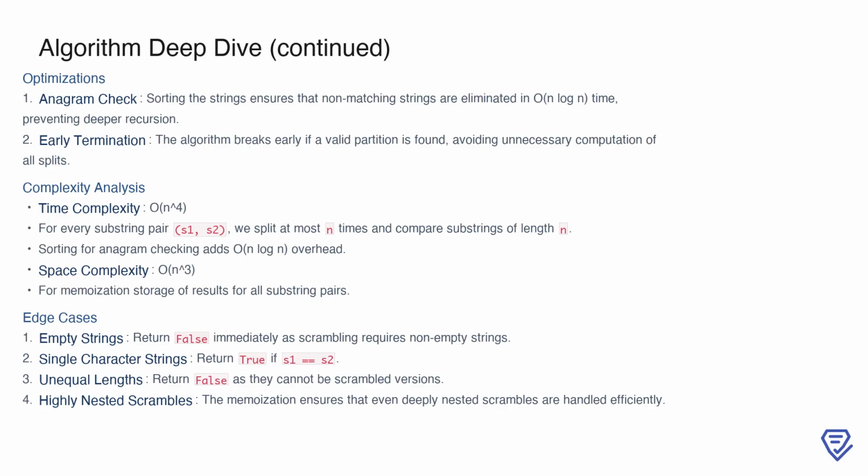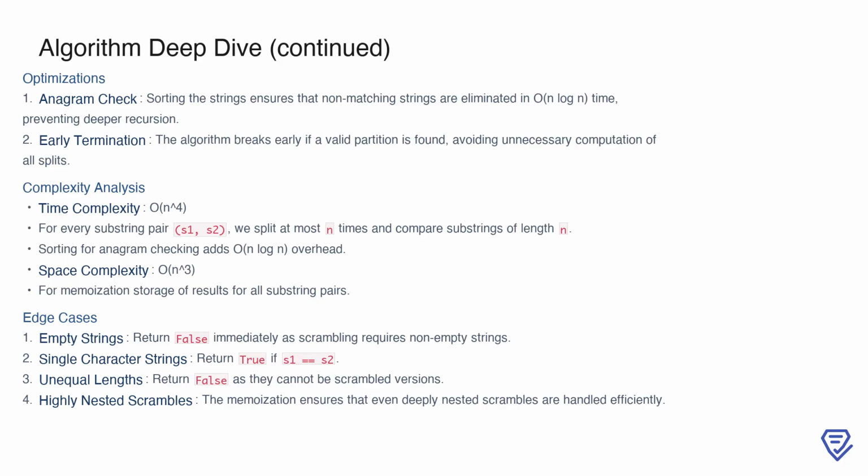In terms of complexity, the time complexity is O(n^4). This comes from the fact that for every substring pair, we make at most n splits and compare substrings of length n, with an additional O(n log n) cost for the anagram check. The space complexity is O(n^3), as we store results for all possible substring pairs in the memoization dictionary.